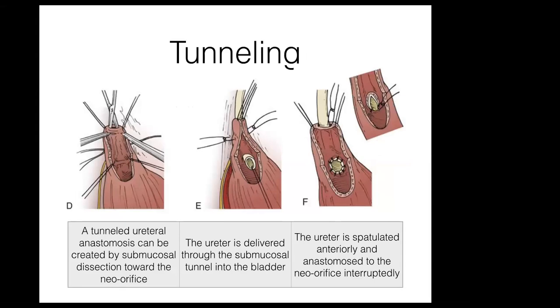Okay, so after you have done your cystostomy and you have performed your psoas hitch, a tunneled ureteral anastomosis can then be created by submucosal dissection toward the neo orifice. So you deliver your ureter through the submucosal tunnel into the bladder, and once delivered, you spatulate your ureter anteriorly and you anastomose it to the neo orifice using interrupted sutures.